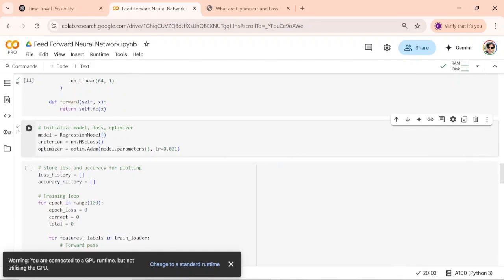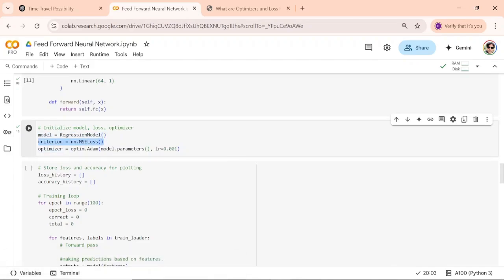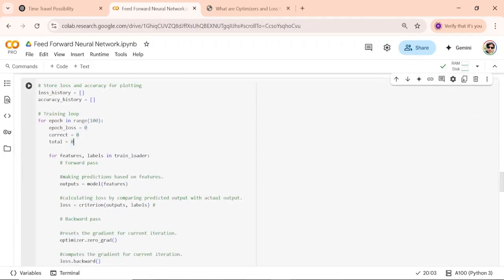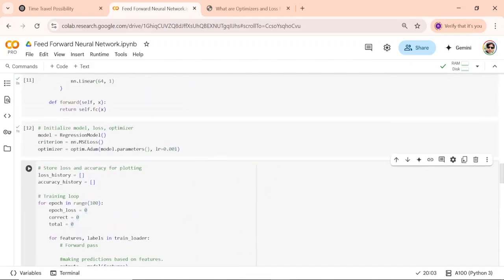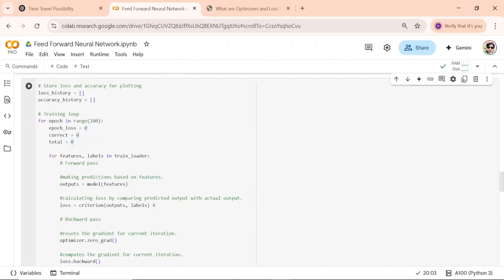So after execute, the model has been initialized, the loss function we had initialized, the optimizer we had initialized. Okay, now comes the main part. So this is the training loop. Here we will start our training.